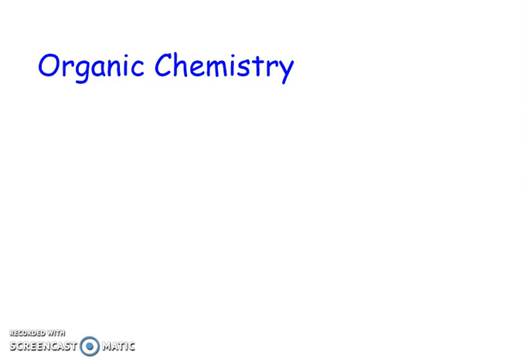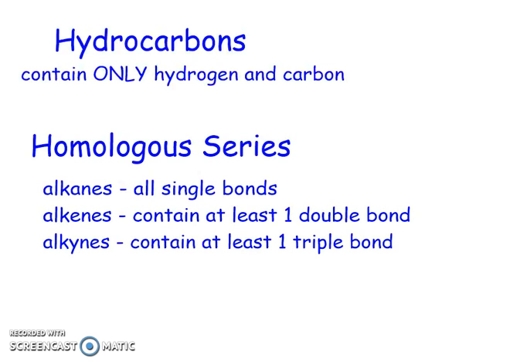Organic chemistry is essentially the chemistry of carbon-based molecules. We're going to start off looking at just hydrocarbons. Hydrocarbons are any molecule that contains only hydrogen and carbon. So while these are just a subset of all of the organic molecules, they're going to be the easiest ones for us to deal with, so we're going to start with them.